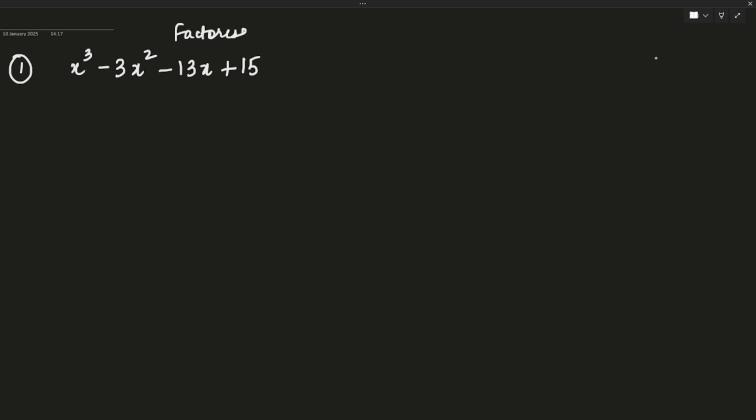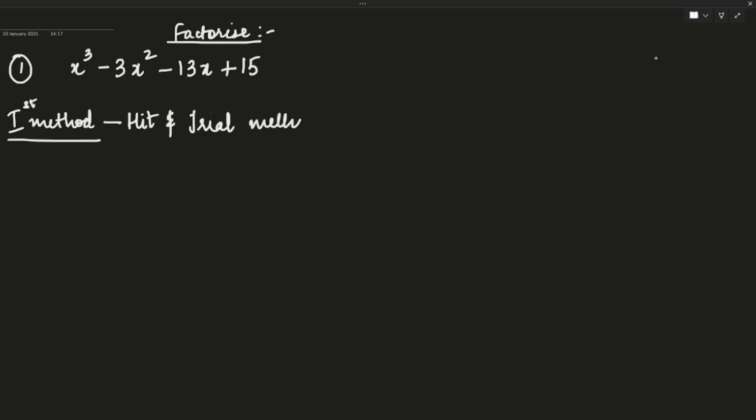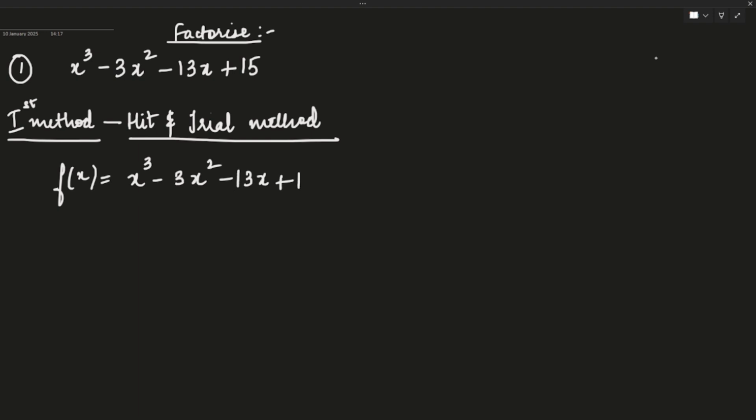So first we'll learn about the first method. The first method is the hit and trial method. So what we'll do in this method: the cubic expression that you have been given, let's suppose that f(x) is our cubic expression, which is x cube minus 3x square minus 13x plus 15.